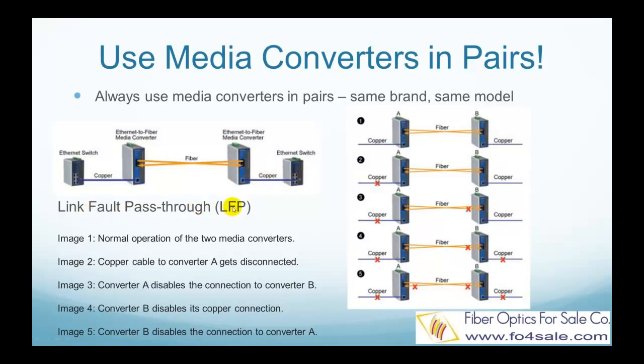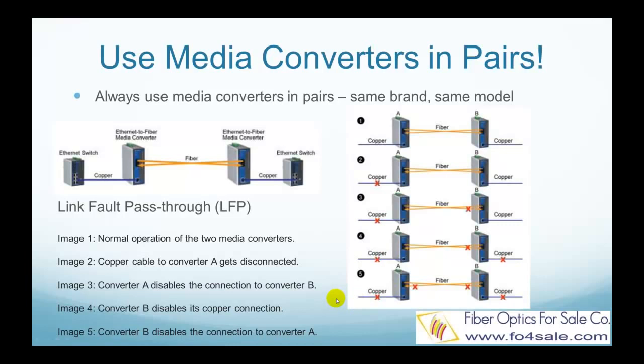The detailed operation of link fault pass-through is illustrated in the right figure. Image 1 shows normal operation of the two media converters. Image 2 shows the copper cable to converter A gets disconnected, and image 3 shows converter A disables the connection to converter B. Image 4 shows converter B disables its copper connection, and image 5 shows converter B disables the connection to converter A.